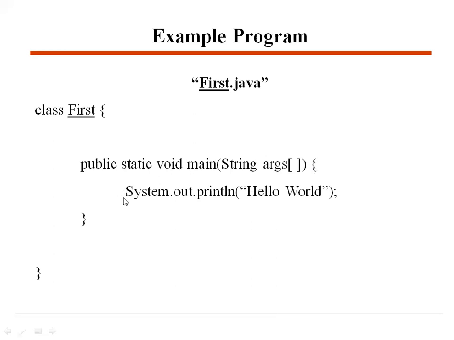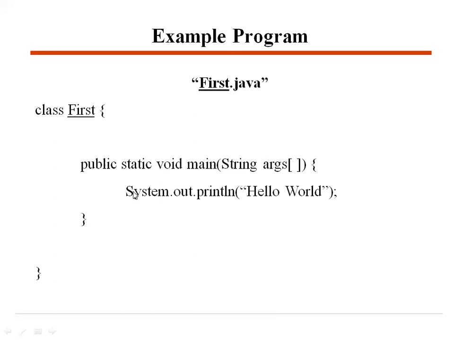Now inside the main, what I would like to do is just print some message onto the screen. So Hello World I want to print onto the screen. In C we used the printf statement to print some string. But in Java we write the println method in this way: System.out.println. So instead of printf, in Java we write the print method in this way.